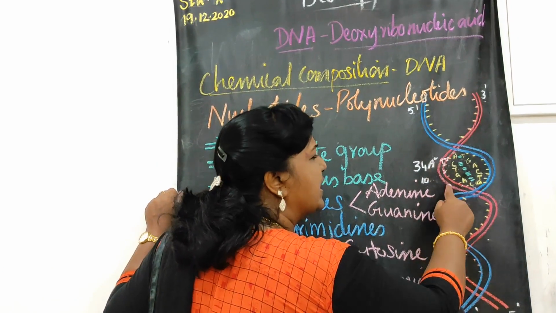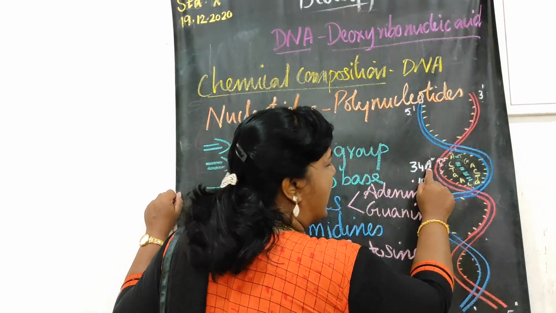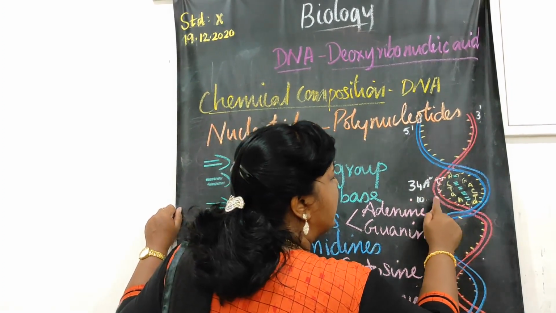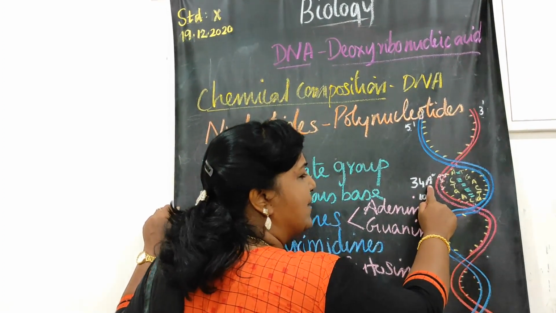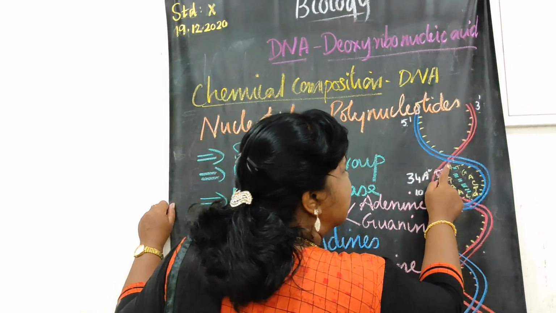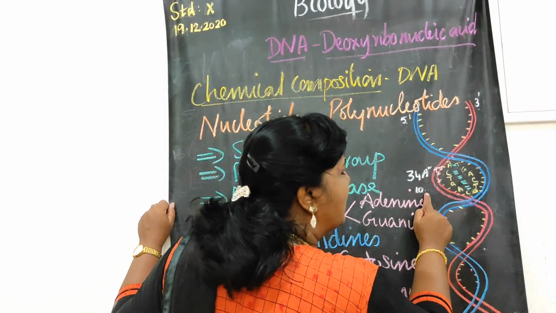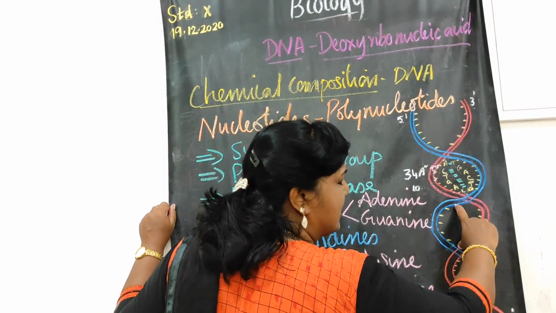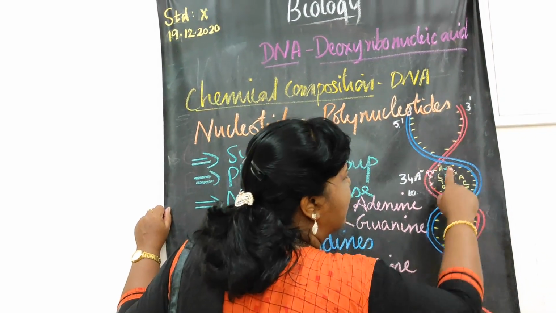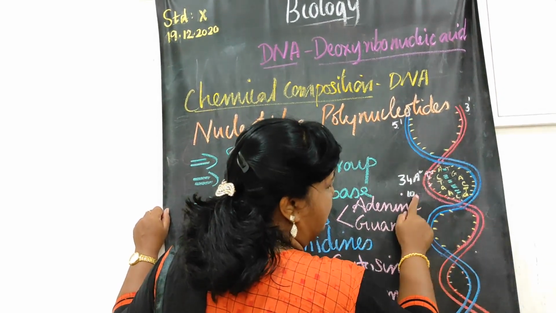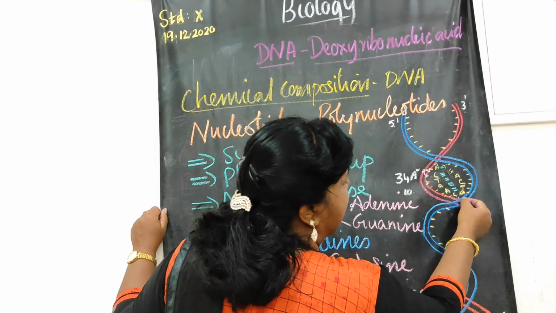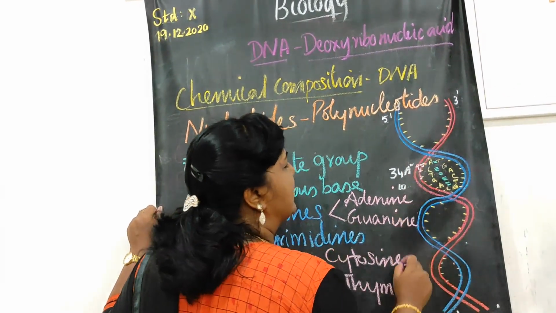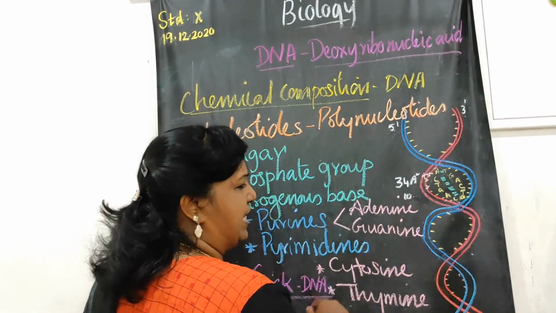Each turn of the double helix is 34 Angstrom units, and there are 10 base pairs in a complete turn. So here there is one complete turn, here another complete turn. In one complete turn there are 10 base pairs.